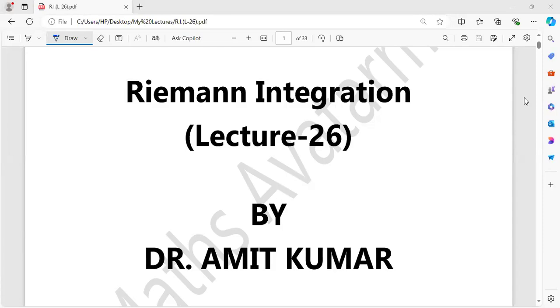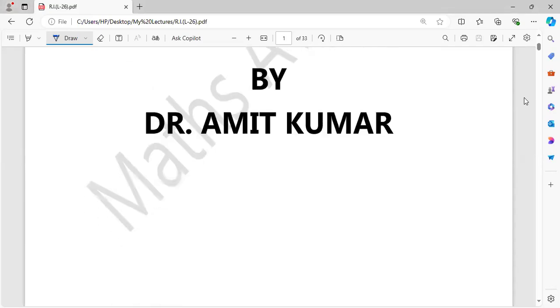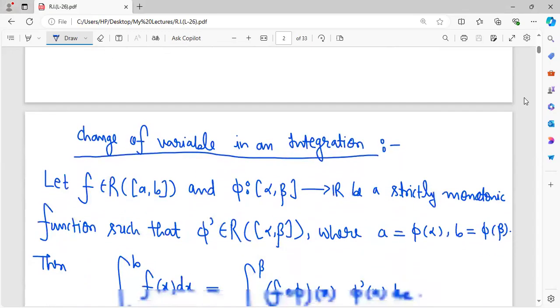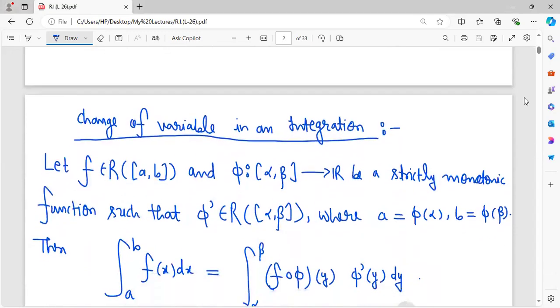So today we are going to see the 26th lecture on Riemann integration. Today we are going to study how to change a variable in integration. This is used very often in integration. Change of a variable in an integration.